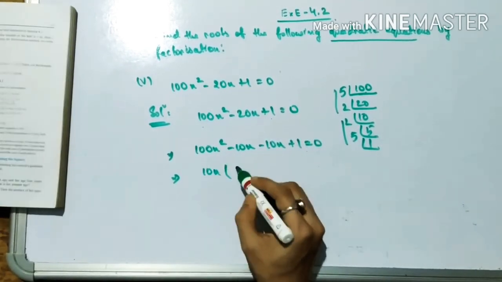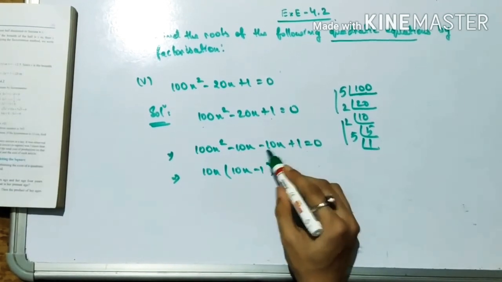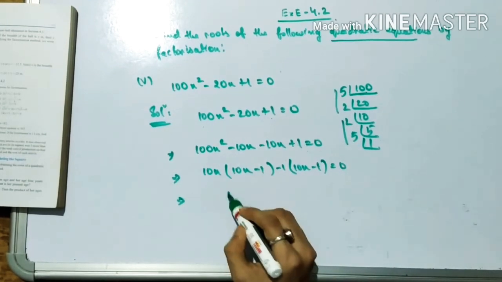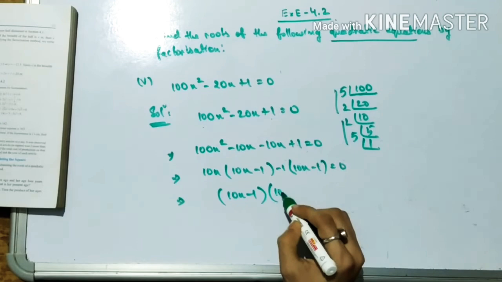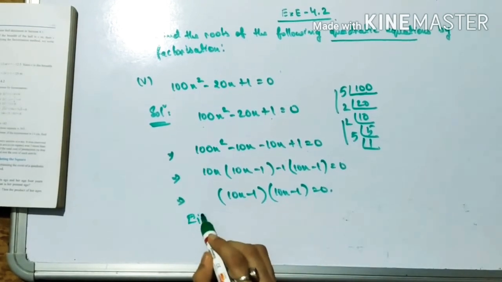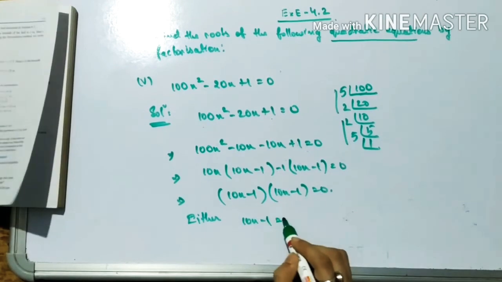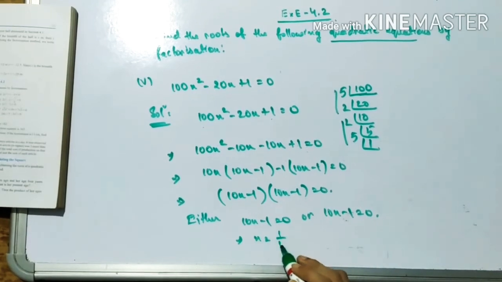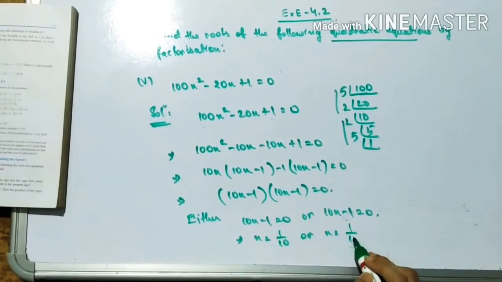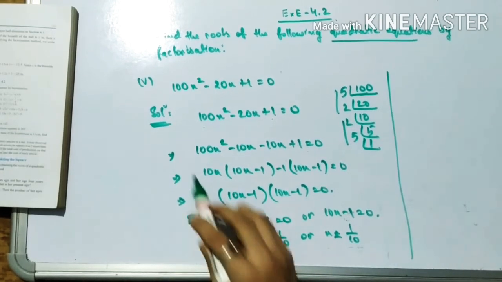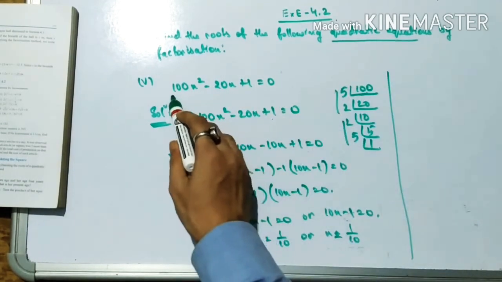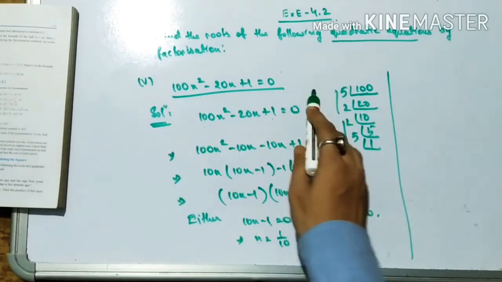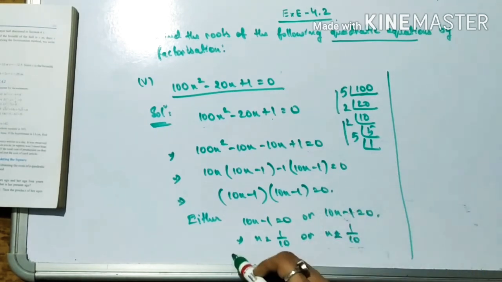So from here I can take 10x common. This will be 10x minus 1. And from here I can take minus 1 common. 10x minus 1 equals to 0. So ultimately I will get 10x minus 1 into 10x minus 1 equals to 0. So therefore I can say either 10x minus 1 equals to 0 or 10x minus 1 equals to 0. So x equals to 1 by 10 or x equals to 1 by 10. So therefore the roots of the quadratic equation are 1 by 10 and 1 by 10. This last sentence you write it down.